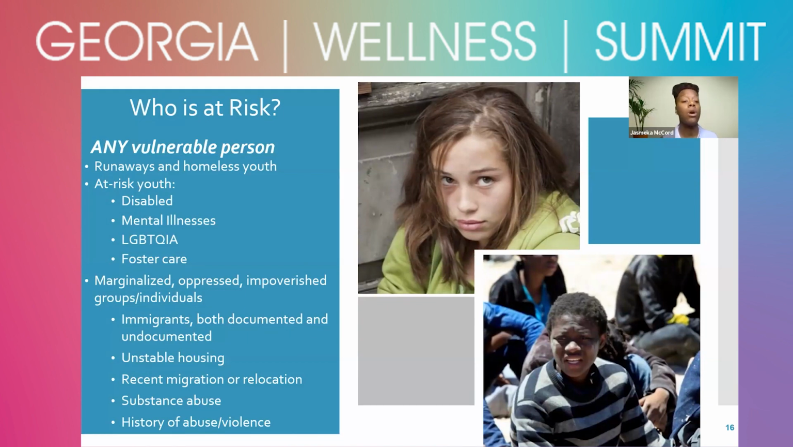This can include runaways or homeless youth, those who are disabled, have mental illnesses, the LGBTQIA+ population, those in foster care, those who are marginalized, oppressed, impoverished groups or individuals, immigrants who may be documented or undocumented, who may not be familiar with the area they're coming into, those with unstable housing who may be out on the streets for periods of time, those who recently migrated or relocated to another area, again with immigration, may not be familiar, those who are victims of substance abuse or violence or abuse. Anyone who may be considered vulnerable is at risk for human trafficking.